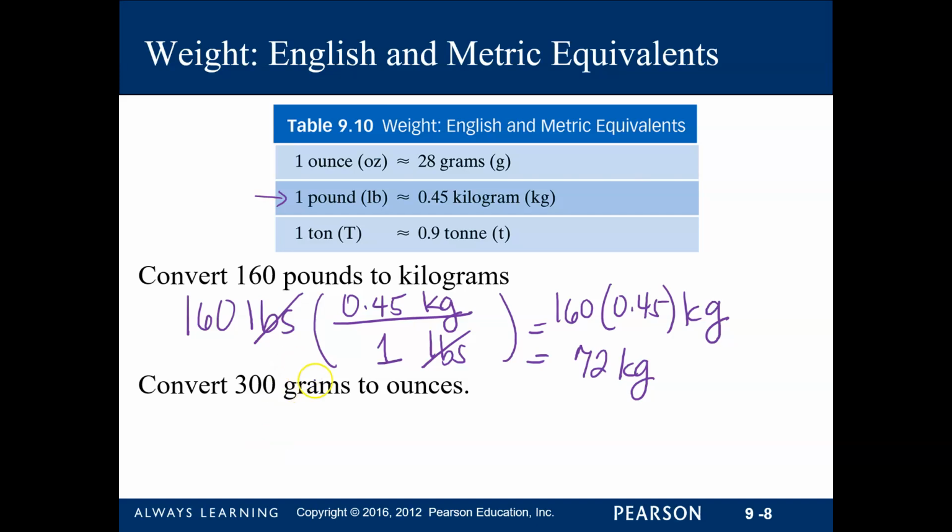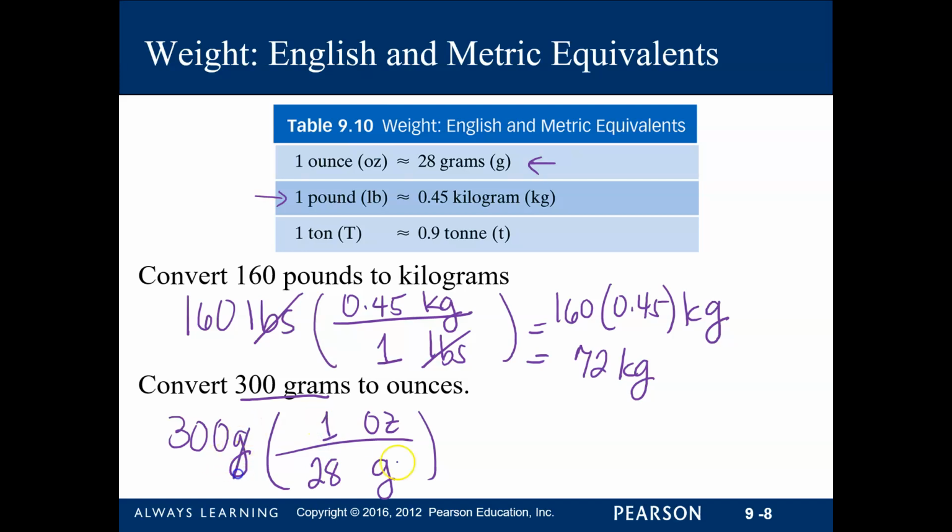Okay, and then here in this example, we are given 300 grams, and we need to change it to ounces. So grams and ounces is going to be this first one. So our conversion factor would be grams at the bottom, ounces on the top. Grams will have 28, and then ounce is 1. We cancel grams. So now we will have 300 ounces divided by 28, and this is going to be about 10.7 ounces. All right. So that is how we can convert weight measurements both in English and metric system.